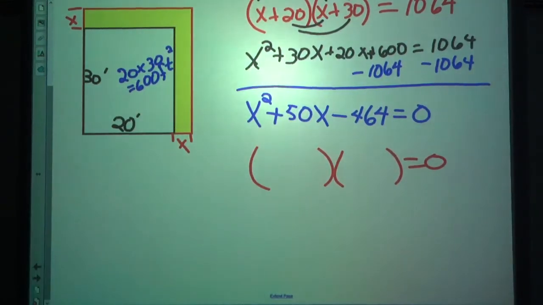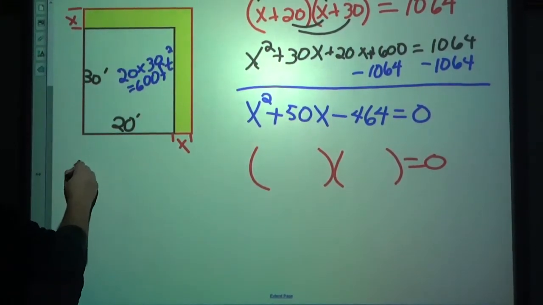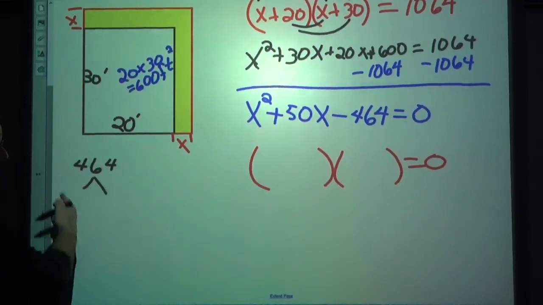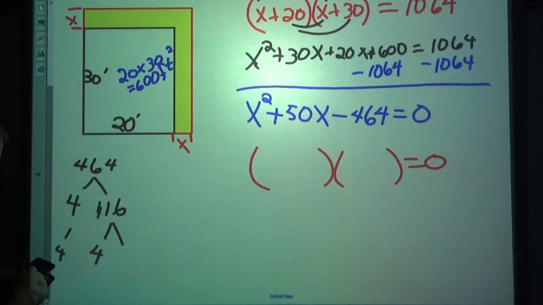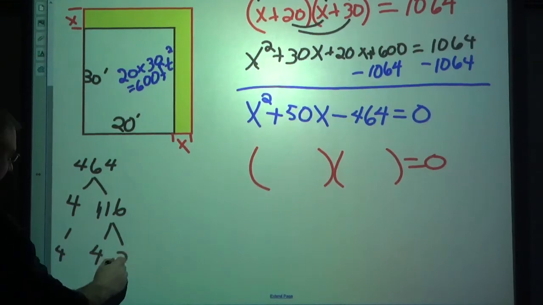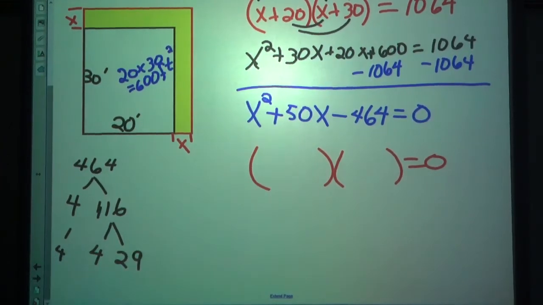All right, let's see. It's going to be helpful for me to probably produce a calculator to help me with this, because I'm going to have to break 464 apart. I can see 4 goes into it. Let's see, 464 divided by 4. 116 times. I know 4 goes into that. 29 times. Okay, so that's 16 and 29. 2, 2, 2, 2, 29. These are the possible values.